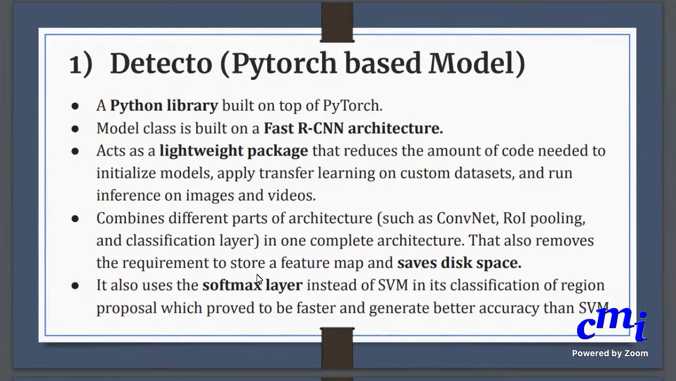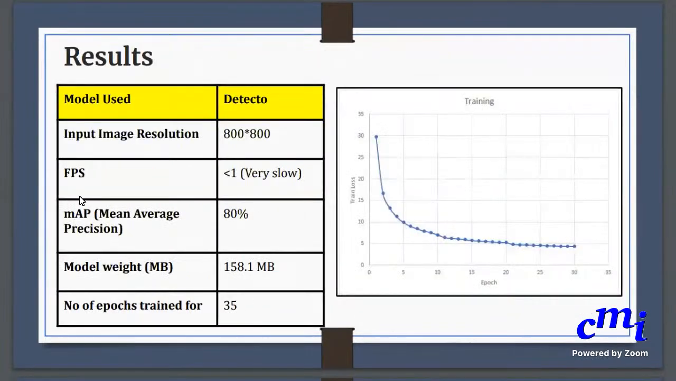So it removes the requirement of storing the feature map and saves disk space. Earlier we were doing all our training on Colab and everything, so we needed some disk space because it was running out of memory. So for that we went ahead with detector, and it also uses a softmax layer. So these are the results from detector.